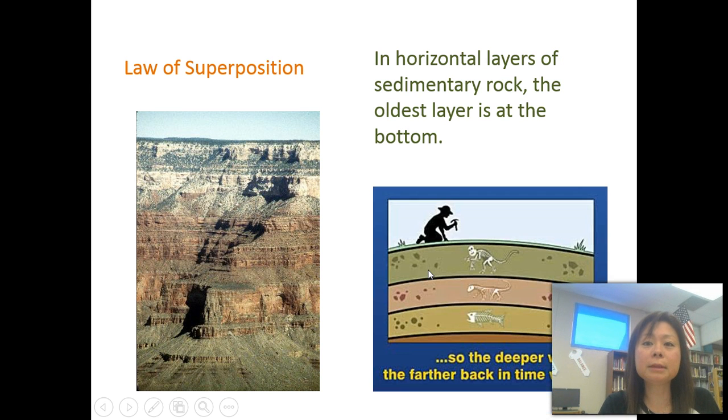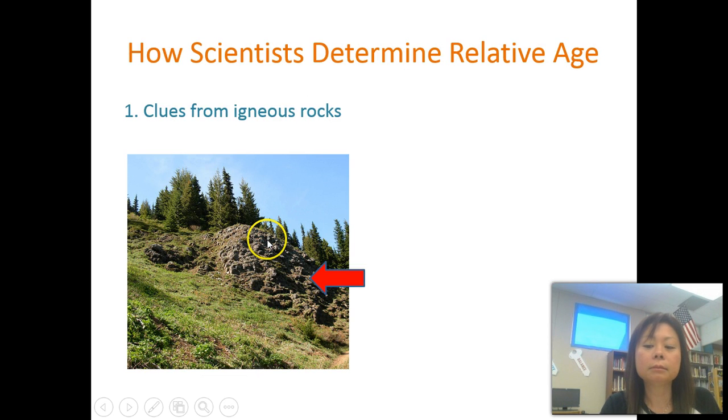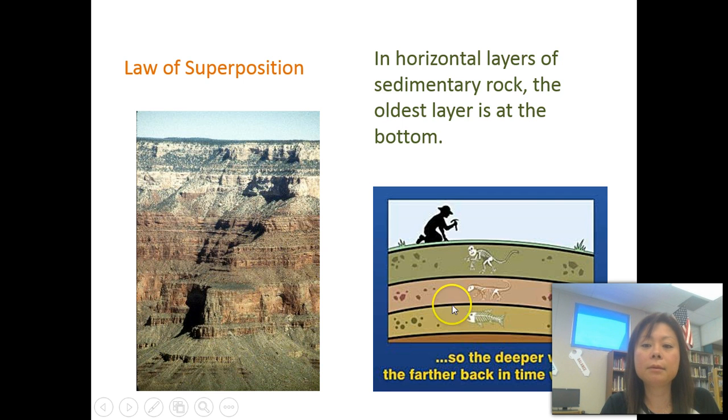The law of superposition says that when you look at a sedimentary rock layer, you can see all these different layers. The layer at the top is the youngest, and as you go deeper and deeper, each layer is older and older, and the oldest layer is at the bottom.